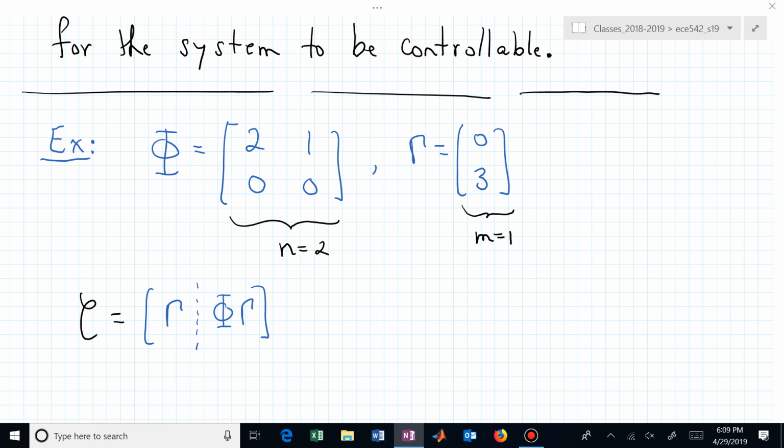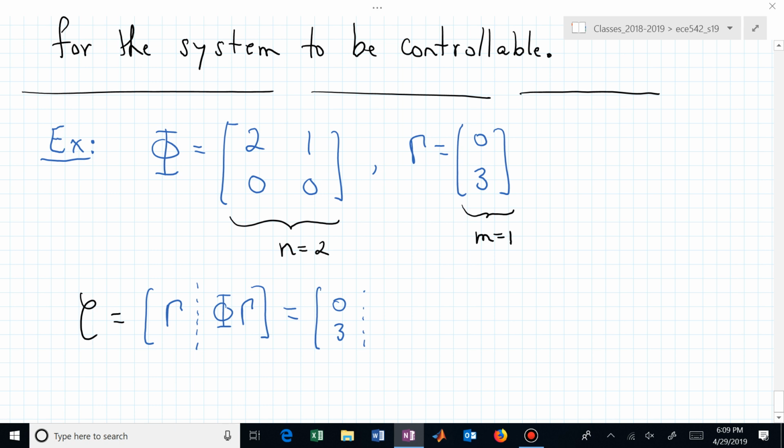So that's only one column wide. I now have 0, 3. And now I scale phi with gamma. That really just says scale the second column in phi by 3. Is another way of seeing this phi gamma matrix product with this structure for gamma.